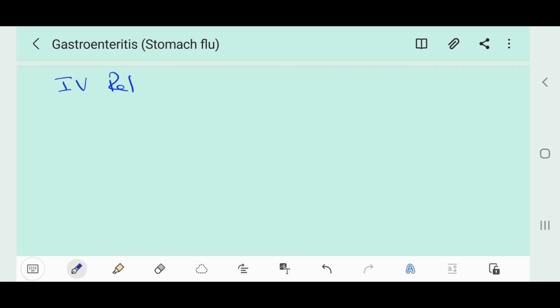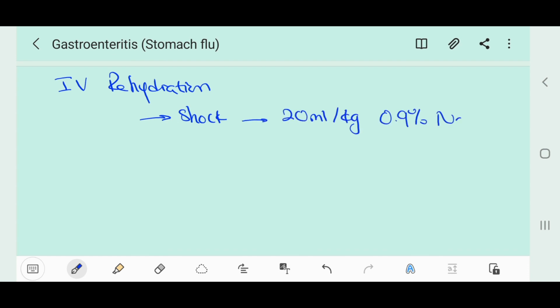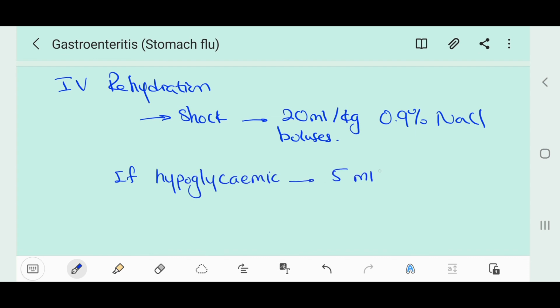So as for IV rehydration, we treat shock with 20 mL per kg, 0.9% normal saline as boluses, and we repeat until the shock is corrected. And we also measure blood glucose and treat hypoglycemia with 5 mL per kg of 10% glucose. I previously discussed IV fluids in details in a video that I will link below.